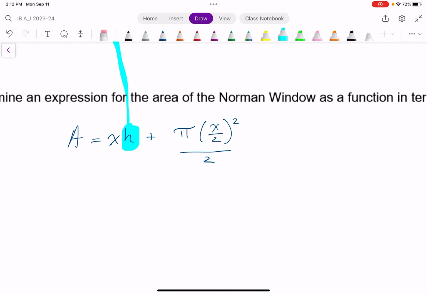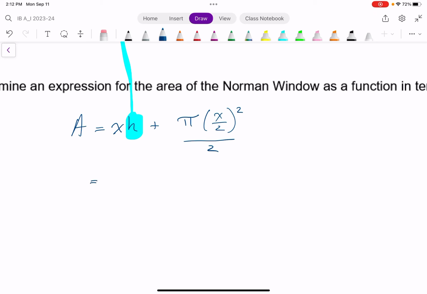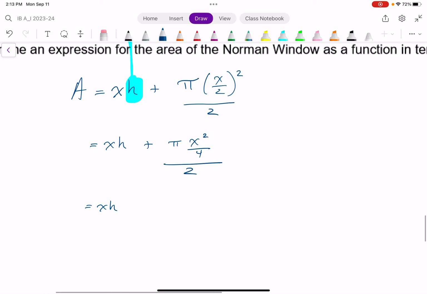Before I do that, though, I would like to clean up this right here. I don't like all these fractions inside fractions, and it's fairly pleasant to clean this up. So let me just leave the xh for a moment, although, again, it is optional. But x over 2 times itself is x squared over 4. And then all of that still being divided by 2. And if you take a quarter of something and divide it by 2, you end up getting the same as just dividing by 8. And so everything you see here is the same as xh plus pi x squared over 8, which, again, I personally like better than what I see up there.